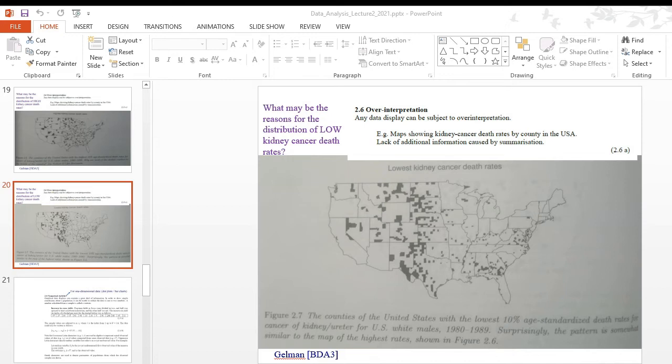And if so, one case divided into a population of a couple of thousand still gives that county among the highest 10% kidney cancer death rates in the USA.